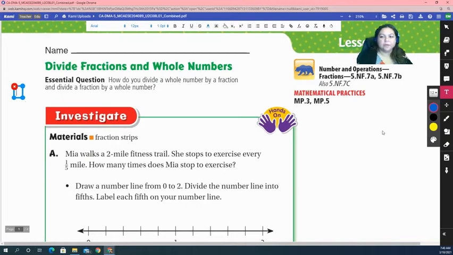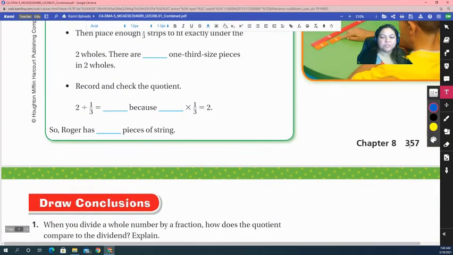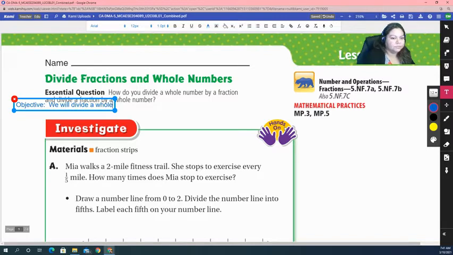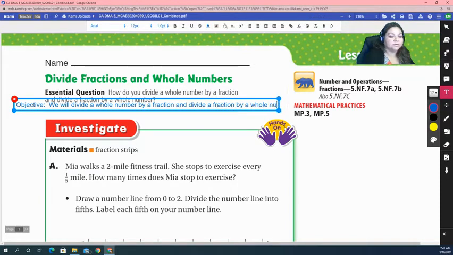So go to 8.1, get your chapter 8 book. It's page 357, the first lesson in your book. And we're going to write the objective of this particular lesson, which we're going to go through right now. The objective of lesson 1 is that we will divide a whole number by a fraction and divide a fraction by a whole number.